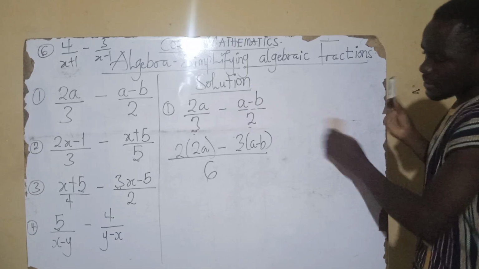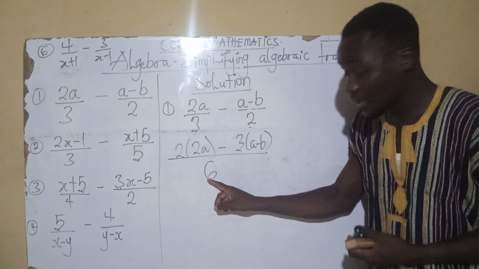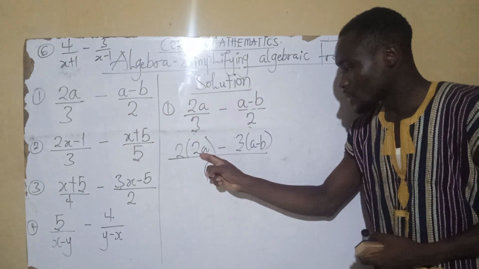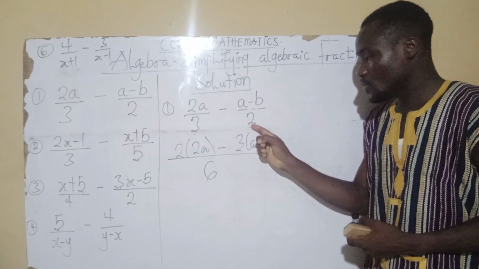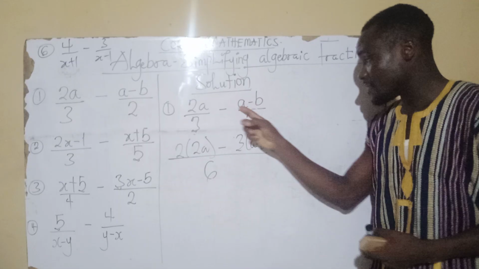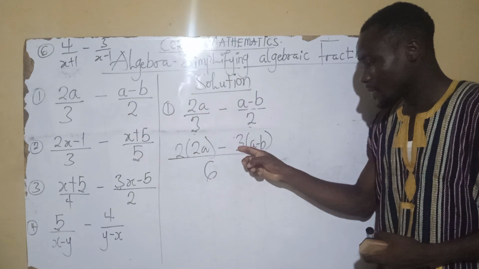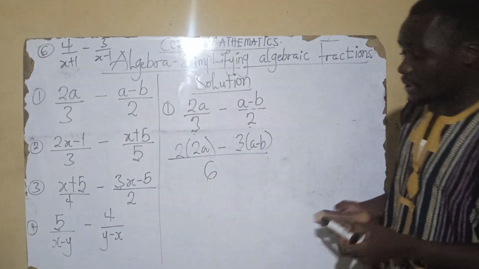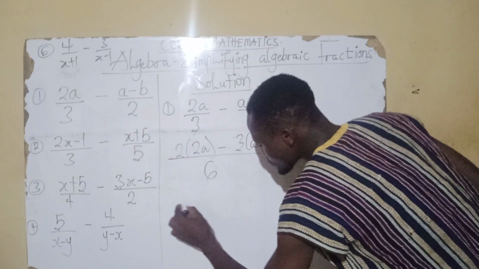So remember, the 3 went into the 6 2 times, and I use the 2 to multiply this. That's why I'm getting this. And here too, the 2 goes into 6 how many times? 3 times. I use the 3 to multiply everything here. So this is the sign, 3 is multiplying everything. Please, I believe it is clear. Very good. So now let's continue with the process.